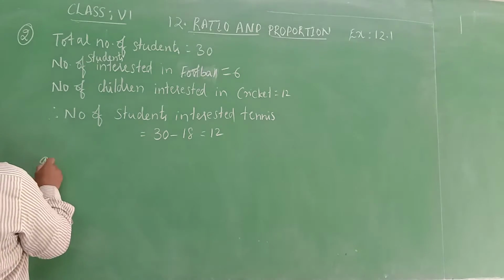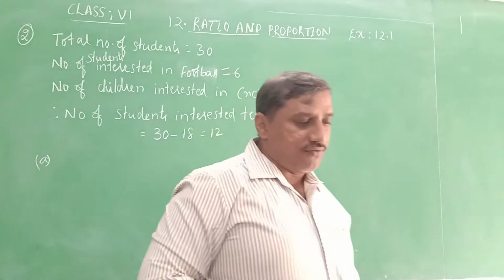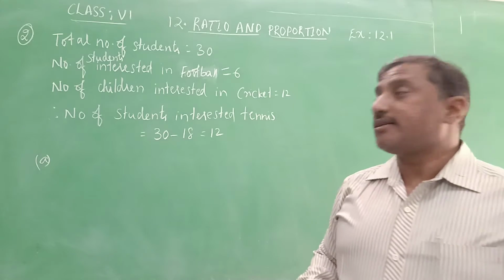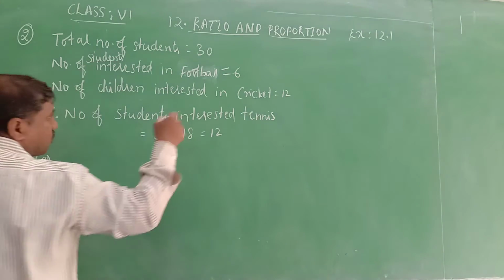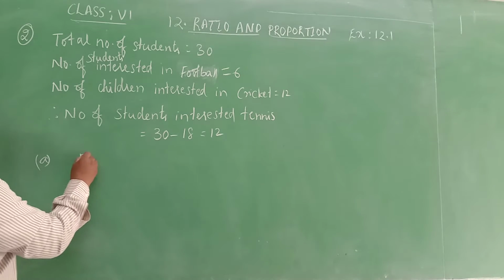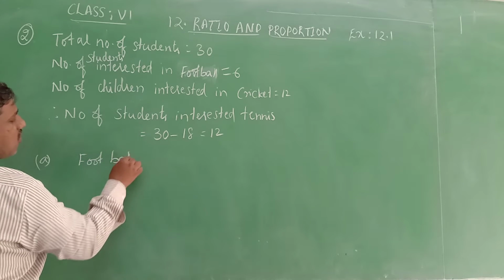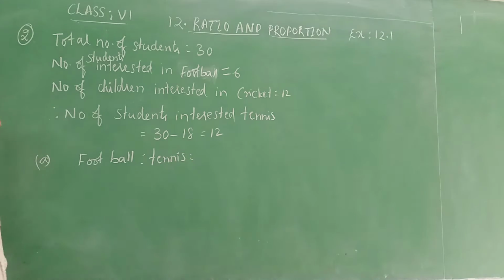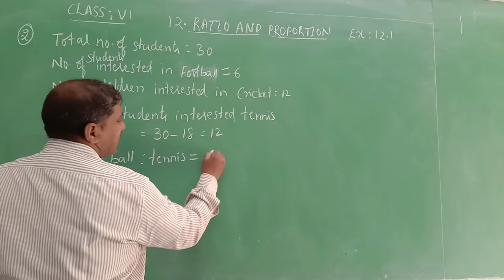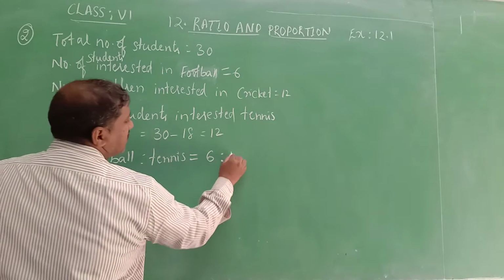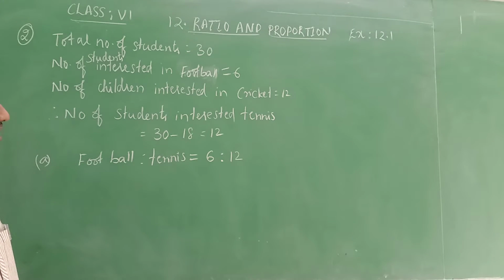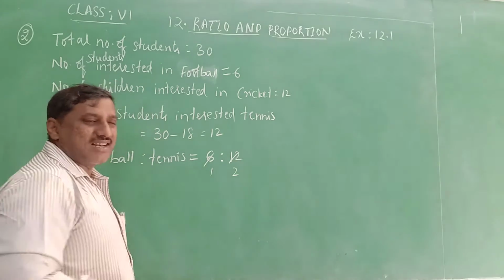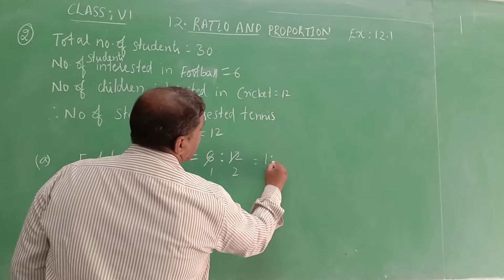Now we have to find the ratio of the students who like football to the number of students liking tennis. Football is to tennis. How many children are interested in football? Yes, it is 6 children. That is 6 is to 12, since 12 children are interested in tennis. 6 ones are 6, 6 twos are 12. Therefore, the ratio is 1 is to 2.